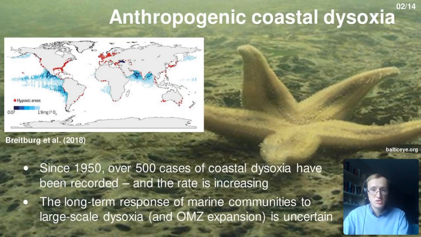Anthropogenic coastal dysoxia is on the rise in modern marine ecosystems. Dysoxia is where the dissolved oxygen content of water drops below 2 milliliters per liter. Since 1950, over 500 cases of coastal dysoxia have been recorded, and the rate is increasing. Although we can closely observe the response of spatio-temporally limited marine communities to dysoxia, the effect of projected widespread dysoxia on large-scale marine communities remains uncertain, particularly since going forward OMZs are likely to expand as well.